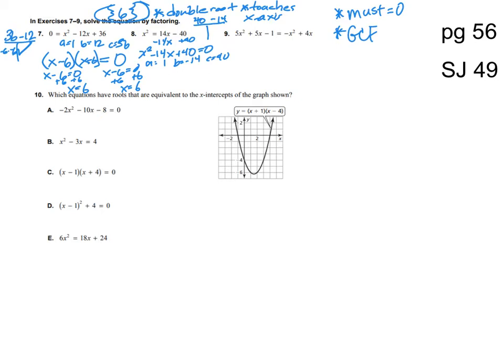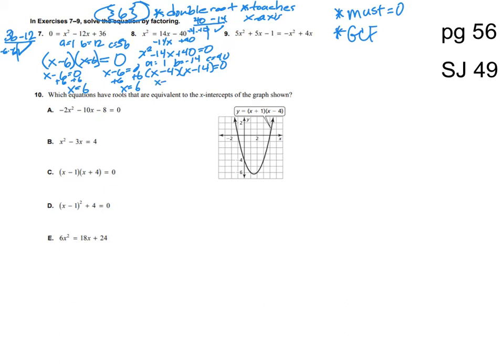I need two negatives because I want to multiply and get a positive and add and get a negative. 1 times 40, negative 1 times negative 40, no. Negative 2 times negative 20, no. 3 doesn't divide evenly into 40. Negative 4 and negative 10, that's it. Negative 4 times negative 10 multiplies to give me positive 40 and adds to give me negative 14. So I'm going to have x minus 4, and remember I can do this because my a value is 1, x minus 4 and x minus 10.